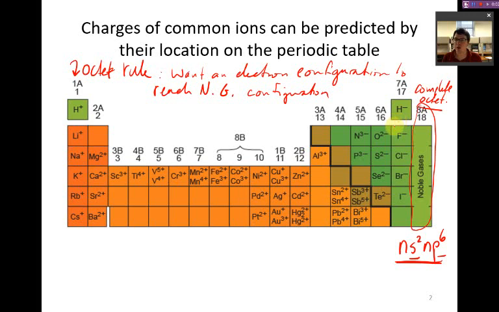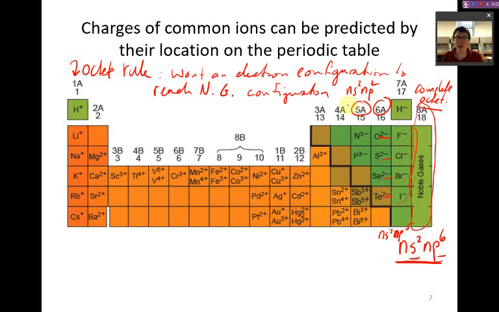Halogens are in group 7A, and they are missing one electron. They have an ns2 np5 configuration, so they need one electron in order to have the complete octet. Those in group 6A have an ns2 np4 electron configuration and therefore need 2 electrons. Hence, they tend to have -2 charges.